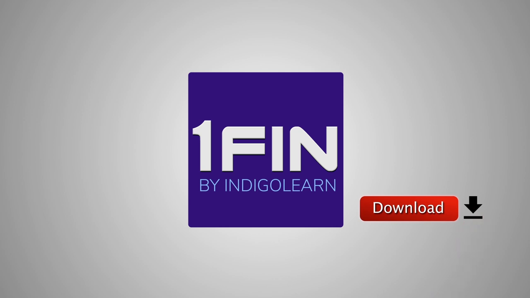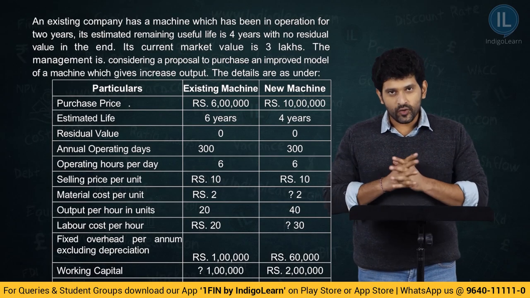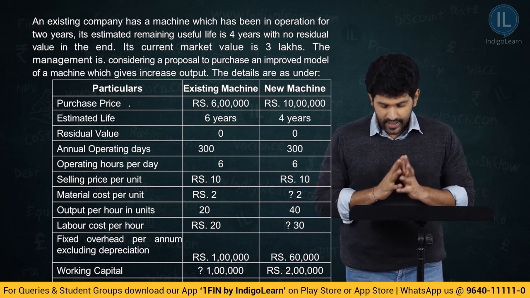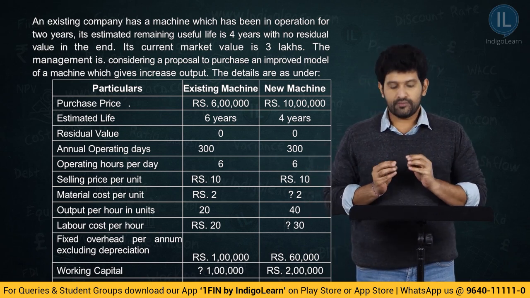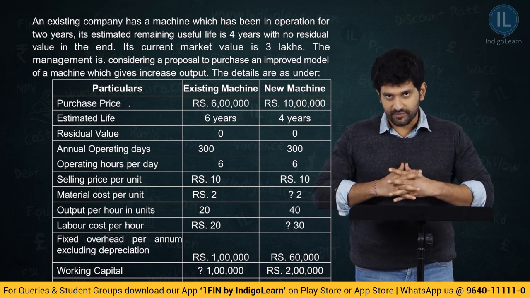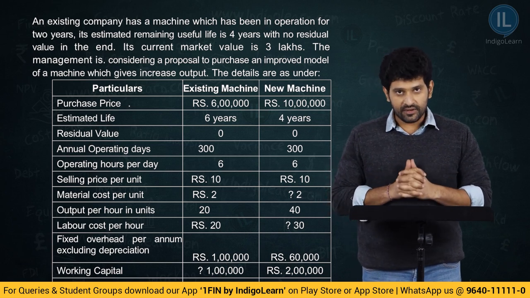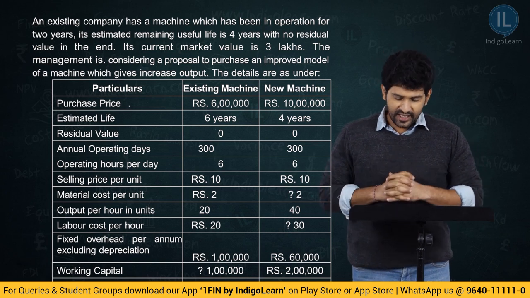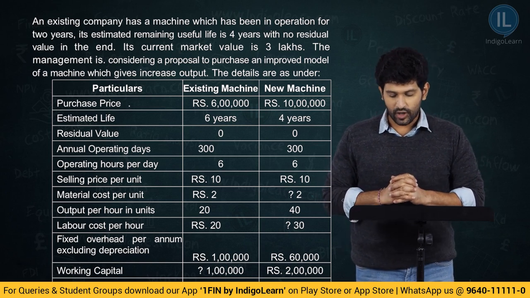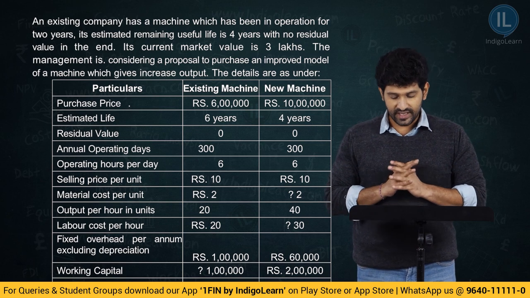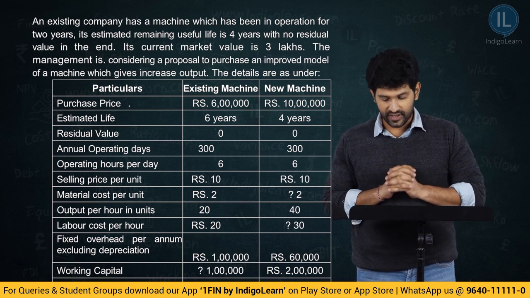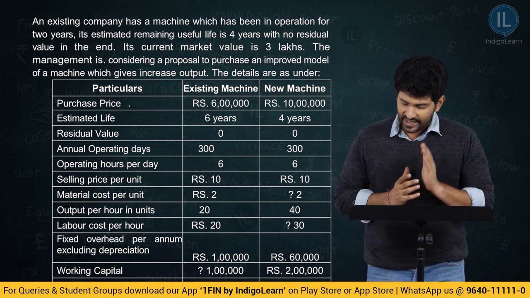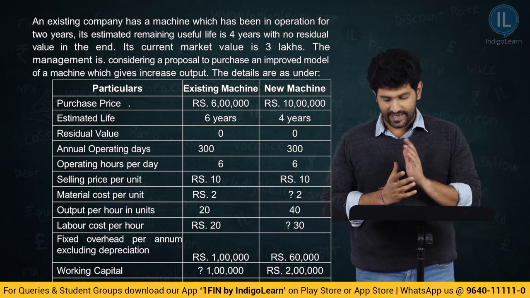Hi friends, let's now look at question number 4 from the July 21 question paper. This is supposedly the trickiest question in this paper, from the chapter Investment Decisions, that is capital budgeting. An existing company has a machine which has been in operation for 2 years. Its estimated remaining useful life is 4 years with no residual value in the end. Its current market value is rupees 3 lakhs.